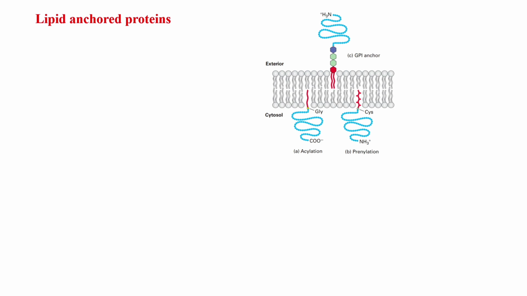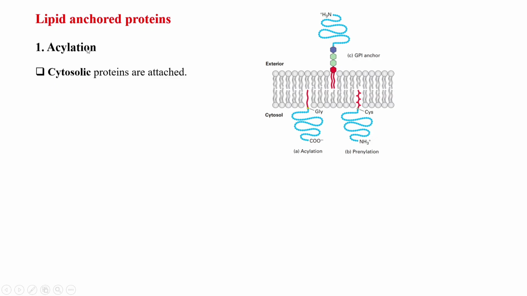There are three major types of lipid anchored proteins. One is called acylation, where fatty acids are attached to the proteins, then there is prenylation, and GPI anchored proteins. I will talk about all these three types of lipid anchored proteins. At first, I will talk about acylation.